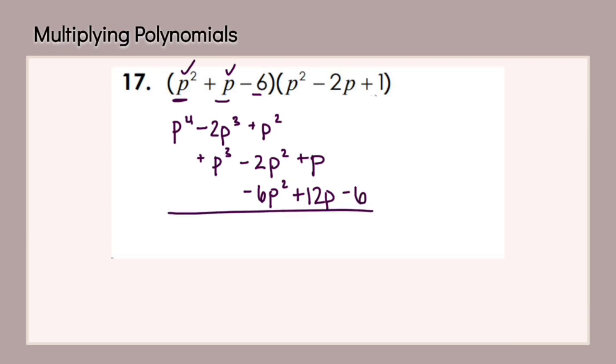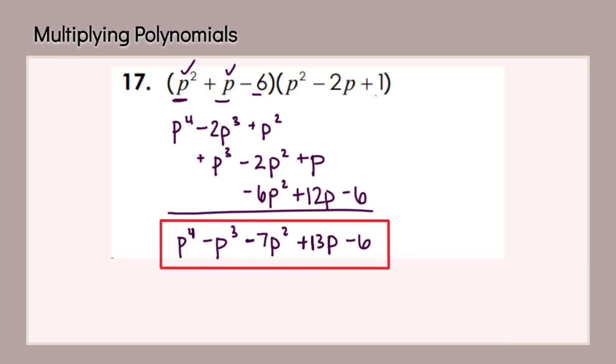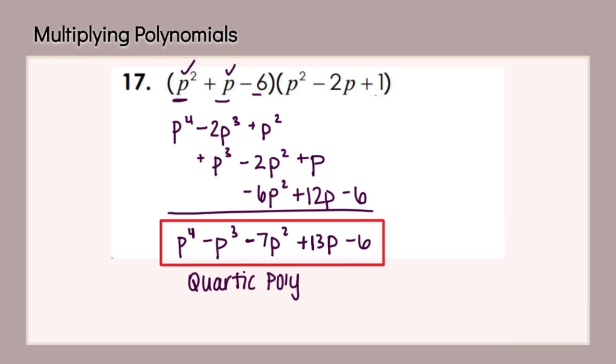Now, if you look at this, when I combine like terms, they're already organized in a way that I can just add the columns. So I'm going to get p to the 4th minus p cubed minus 7p squared plus 13p minus 6. And that is my final simplified polynomial. This is a quartic polynomial.